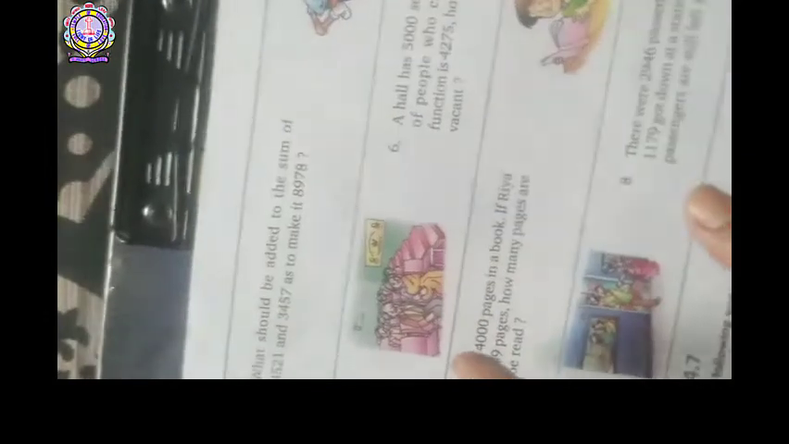Next exercise. Exercise 4.6, word problems.